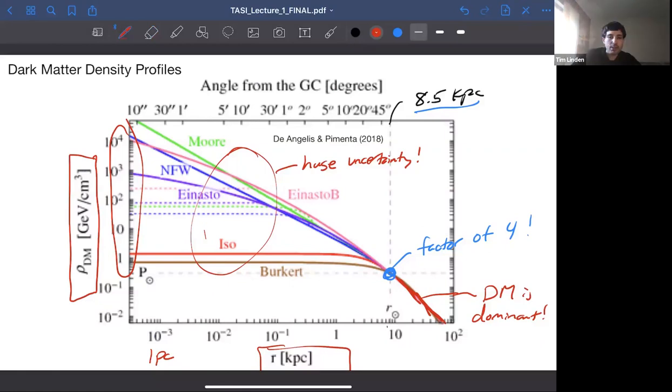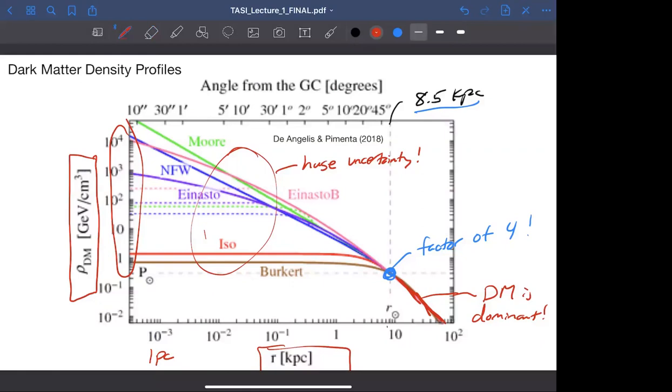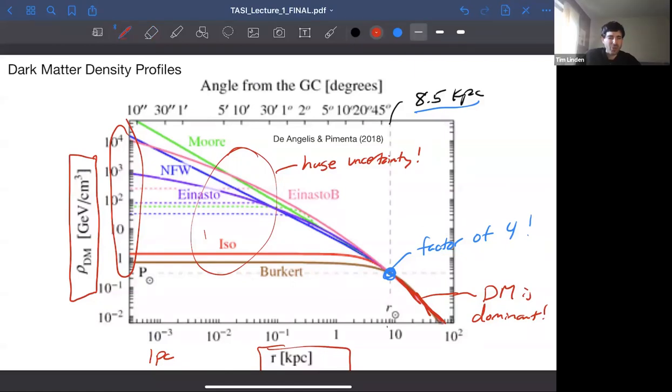Are there other questions? I know I went a few minutes over. I think there's one more. Yeah, it is a cusp profile. I think it goes as r to the minus 1.5 in the center. So it actually asymptotes and becomes unbounded. So you have to cut that off at the center too, in order to not get an infinite annihilation rate.